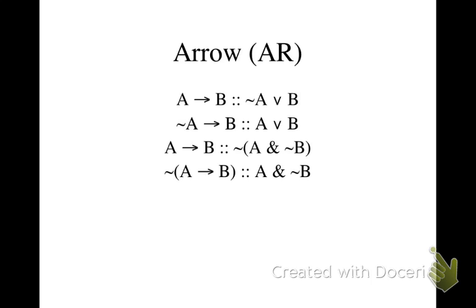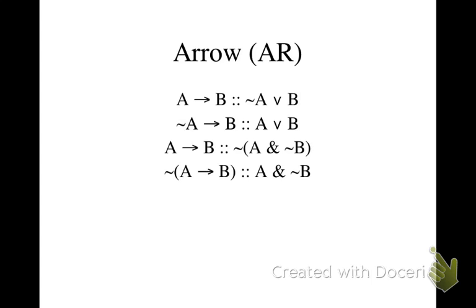So if we have the conditional A arrow B, well, then if we want to, we can turn that into the disjunction not A or B. And if you think about that, think about the truth conditions for when A arrow B is true. Well, A arrow B is true when either A is false or when B is true. So, not A or B.